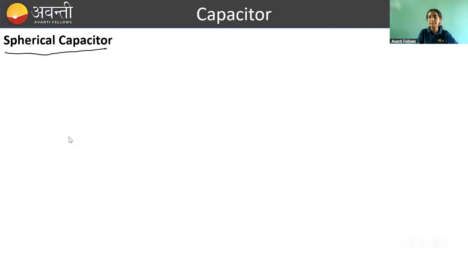Now a spherical capacitor. We will calculate the capacitance. So first, let's see what formula we write for capacitance and how we can find it. Capacitance will plainly depend on two things.